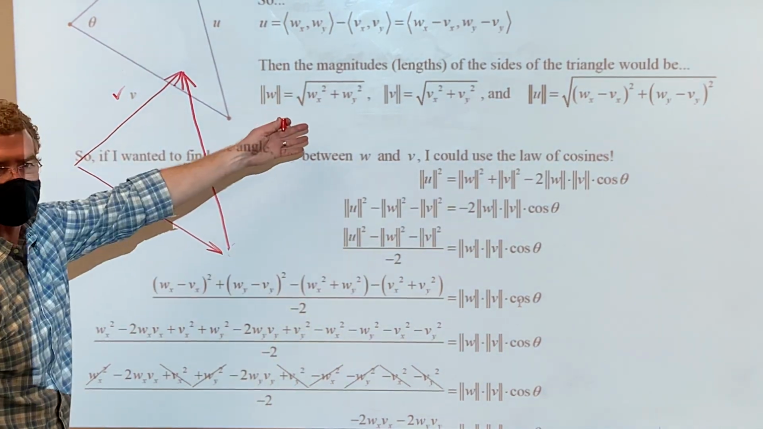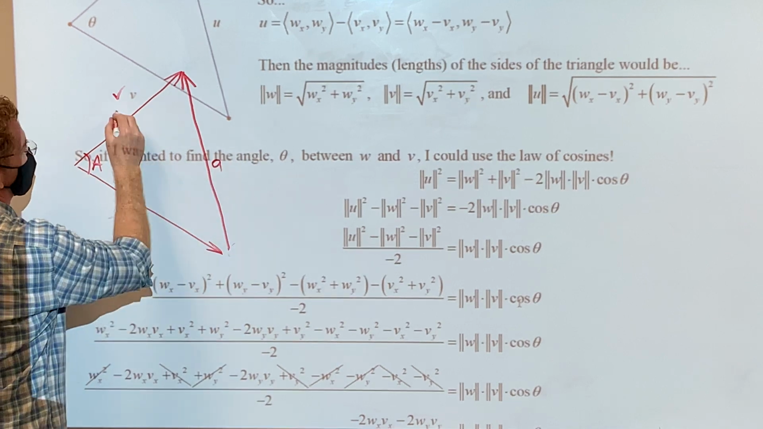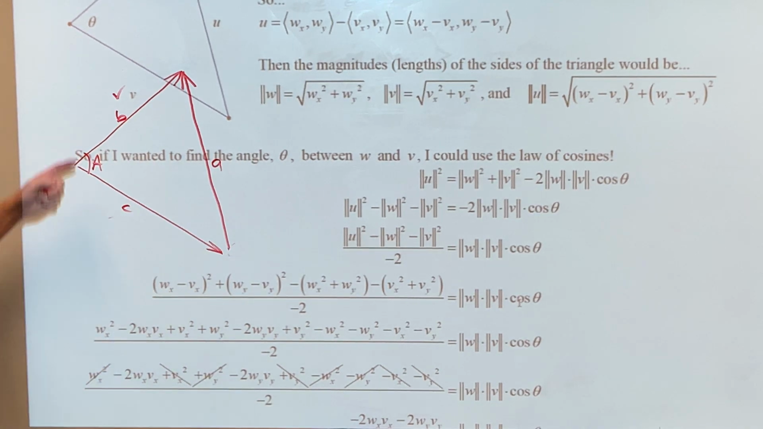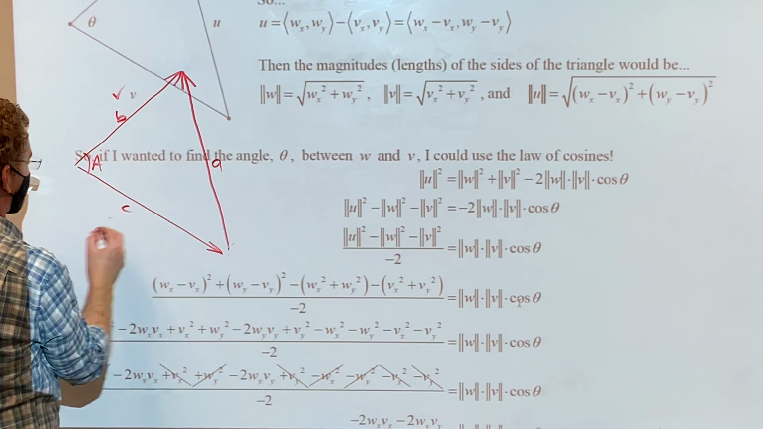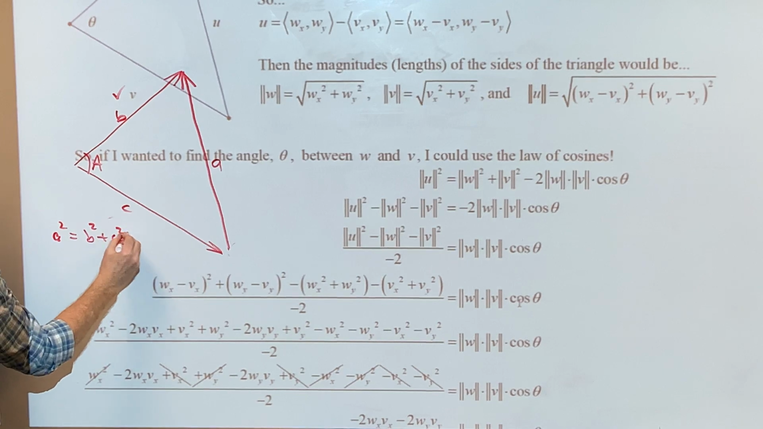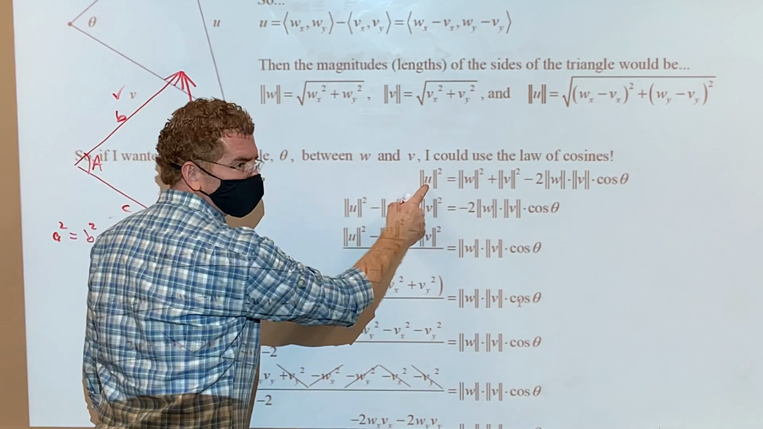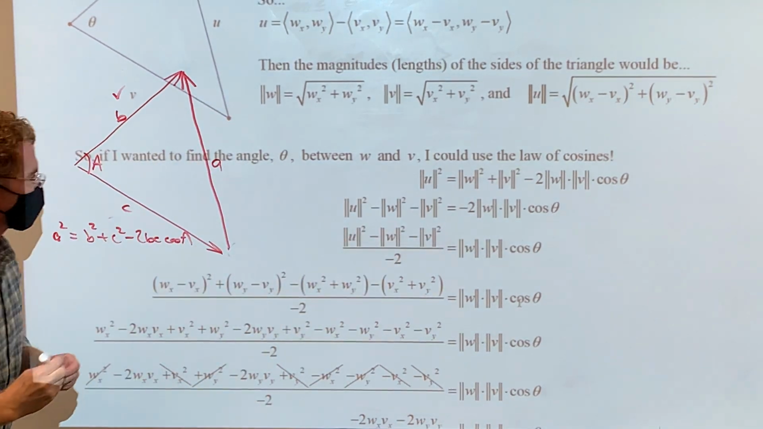That's law of cosines. It'd be the same thing as if I called that angle A, and that was A, and that was B, and that was C, I'd say A squared equals B squared plus C squared minus 2BC cosine of the angle between. That's what I'm doing here. Okay? Now check it out.